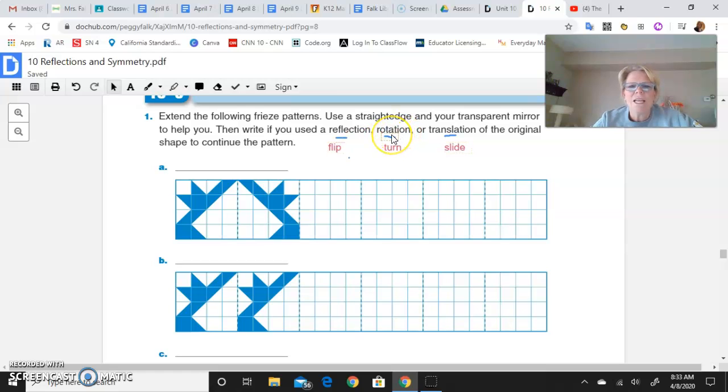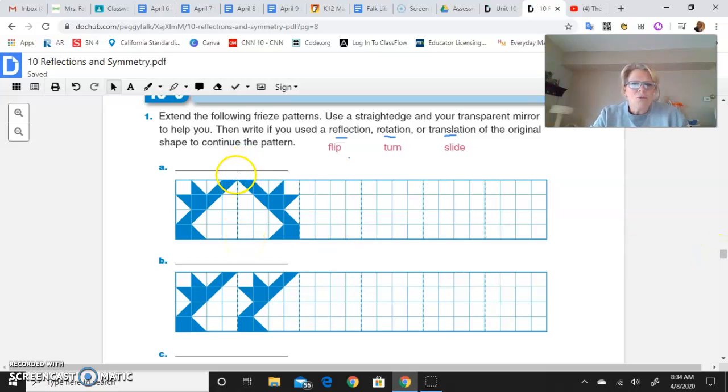If you have a rotation, we have T in here. That a rotation means the shape has turned either clockwise or counterclockwise, so many degrees. And then if you have a translation, we have an SL in here. That means that the figure has slid, or there is a slide from one place to another. So see if you can figure out which one of these is which.